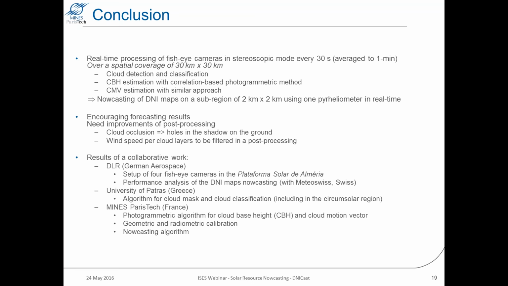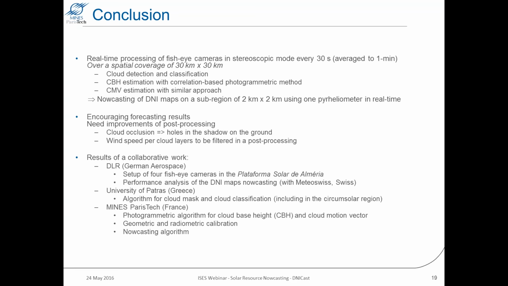Of course, not all days are the same, and some days are very complex. It's not only cloud advection; you can have cloud convection, and in that case the CMV is not very efficient. But on some days we have nice results, though there is a need for improvements, for example in the post-processing, because we have cloud occlusion, so we have holes in the shadow on the ground, and therefore we have some error on the measurements, and the wind speed per cloud layer should be filtered by appropriate post-processing that should be done.